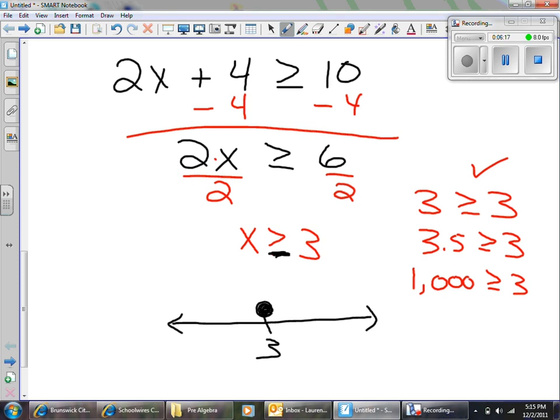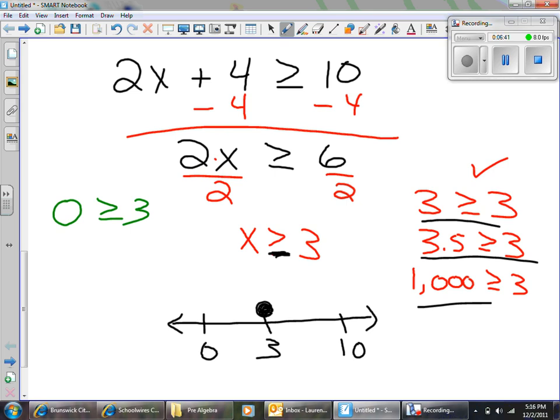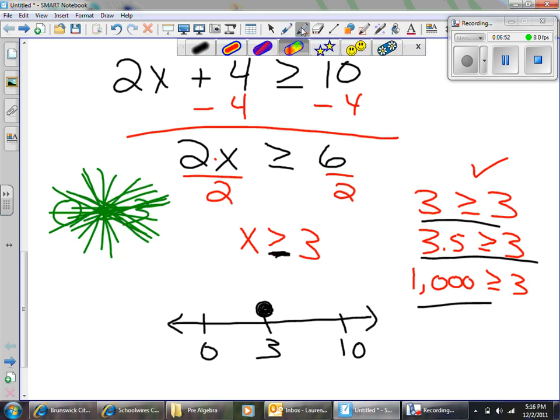All right, now, if you want, you can put a couple numbers over here, one on each side of it. These numbers here all make it true. I have to make sure they're included in my shaded region. A number that would make it false might be, say, 0. Is 0 greater than or equal to 3? That is not a true statement. So I won't shade in the direction of 0. I will shade in the direction of the numbers that do make it true.